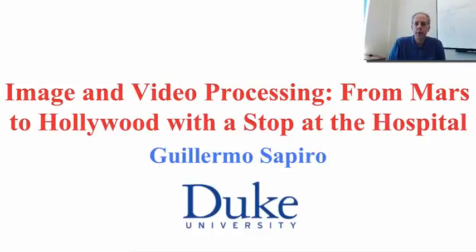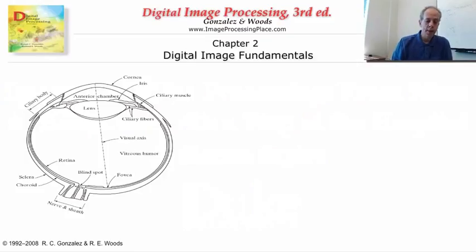Without any doubt, one of the main clients of image and video processing is us. So let's just learn something about our own visual system. Here we have a very simplified cross-section of the human eye. We have the cornea here, we have the lenses, and we have the retina.